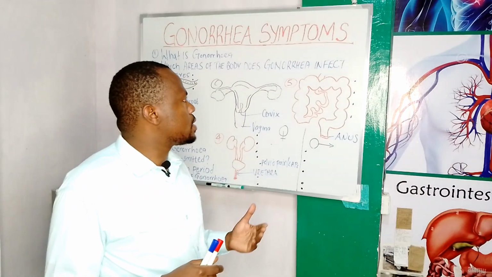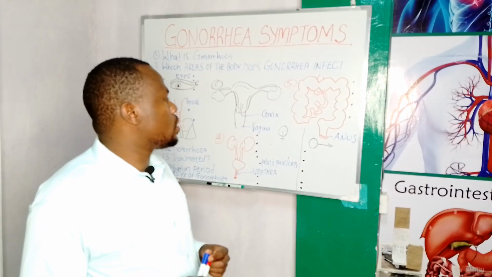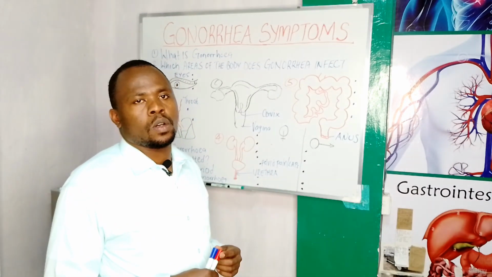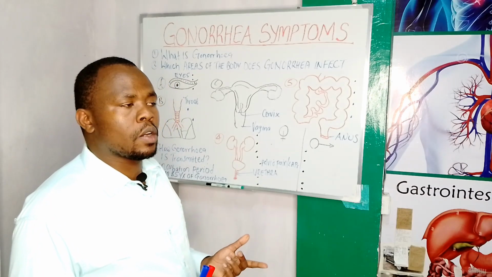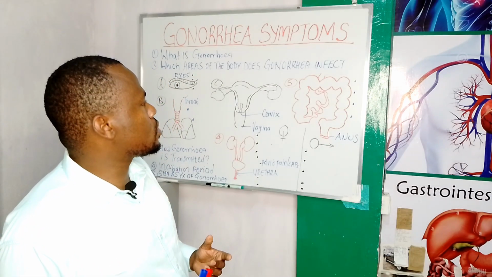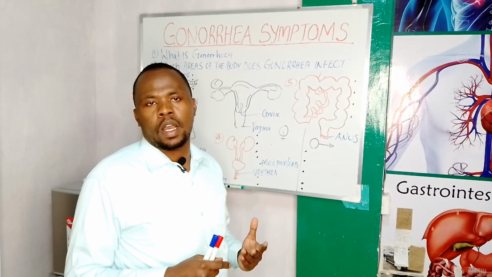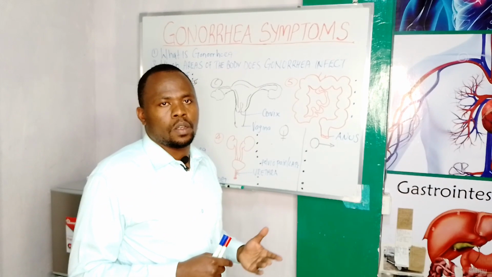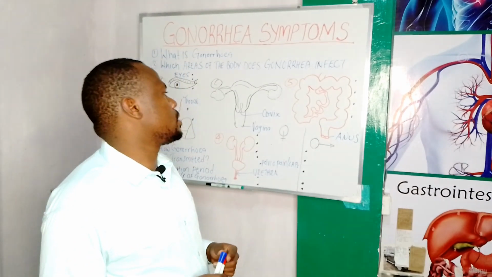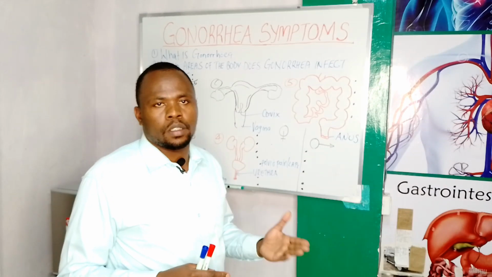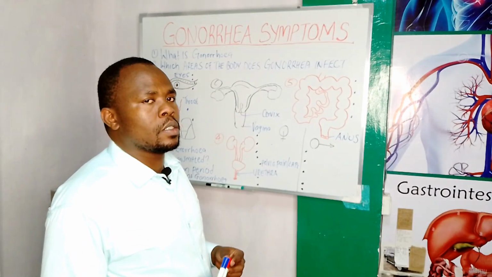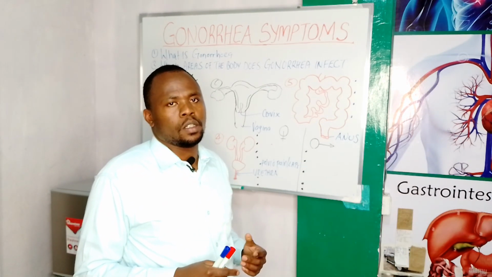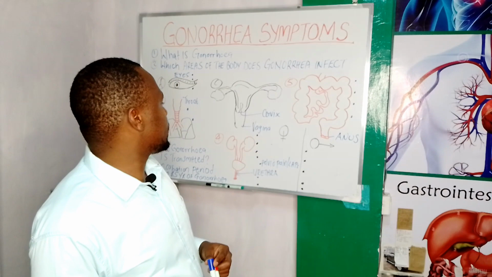Then what are the signs and symptoms when gonorrhea infects the anus? This occurs in people who practice anal sex, or homosexuals. So you will have anal itchiness. You will also experience pain around the anus. You will also strain or be constipated while defecating, and you will also experience discharge from the anus.